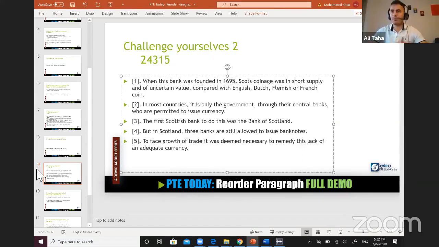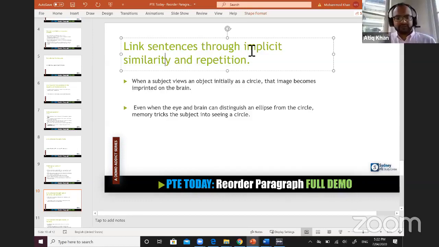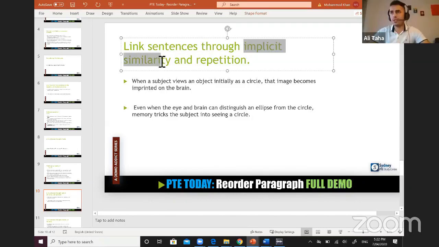The third tip, or set of tips, that I'm going to discuss from an academic perspective is very, very interesting. And please, dear viewers, pay attention to this as much as you can, because all of you have this skill. You just need to unleash it on the exam day. Link sentences through implicit similarity and repetition. What does this mean? Elaborate, please, Ali. If I say implicit similarity, I'm talking about an indirect relationship.